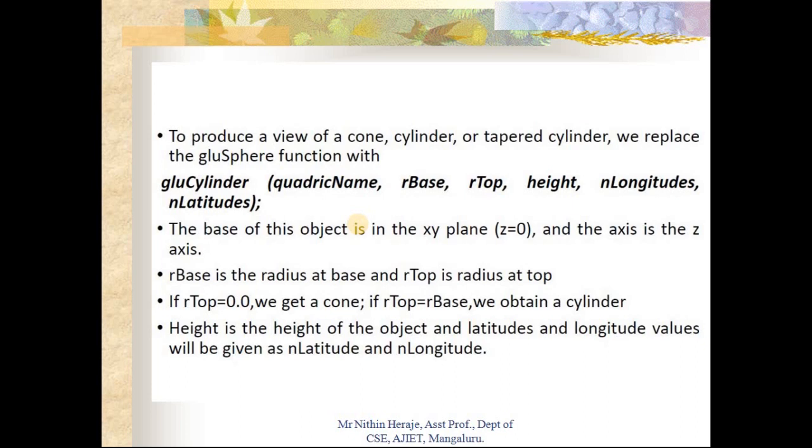If you look at this, this is drawing the cylinder using GLU. Here you need to give the quadric name, and you have rBase and rTop, which is the thing you need to concentrate on. These are the radius on the base and the radius on the top of the cylinder. If both are the same, then you are going to get a cylinder. And if you have rTop as 0 and some value for rBase, or vice versa, you are going to get a cone.